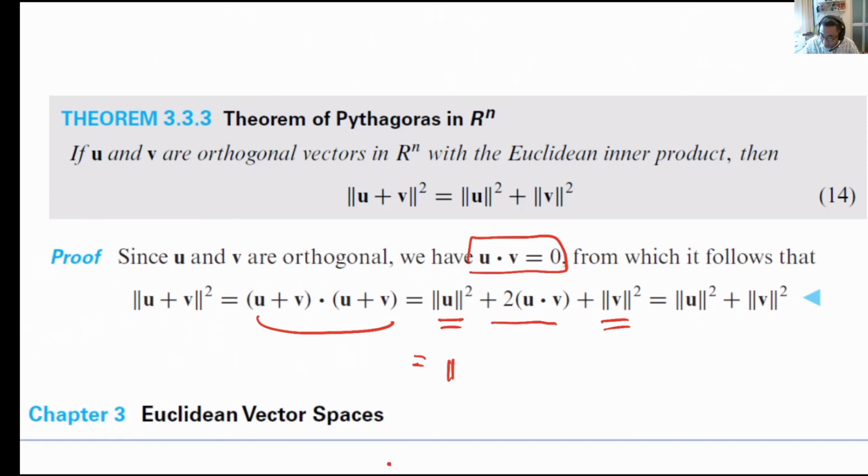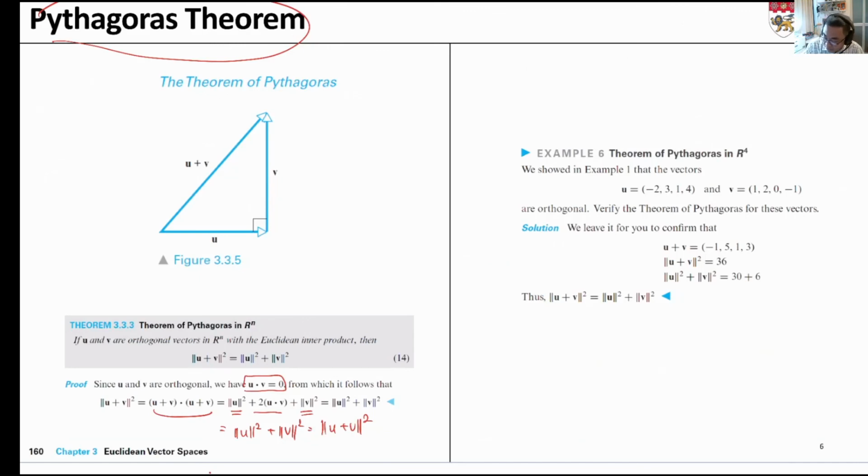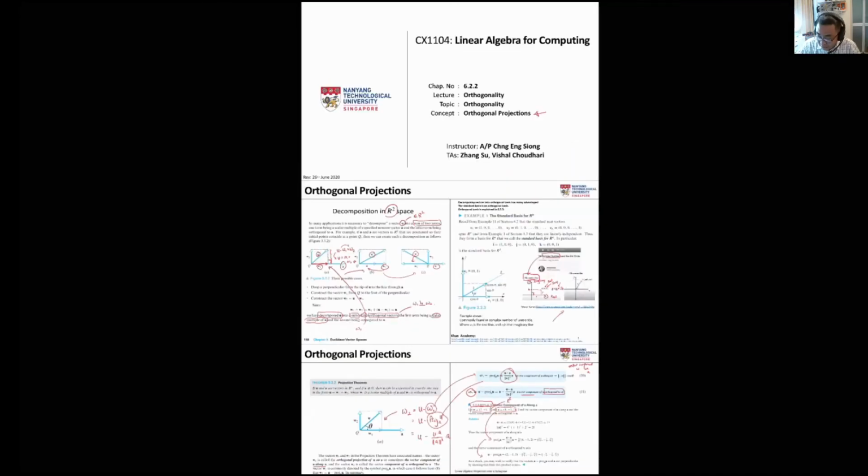It reduces to norm of u square plus norm of v square is equal to norm of u plus v squared, the Pythagoras theorem. An example is shown on the right hand side. Please try it yourself. And this concludes our discussion of orthogonality and projection for 6.2.2.